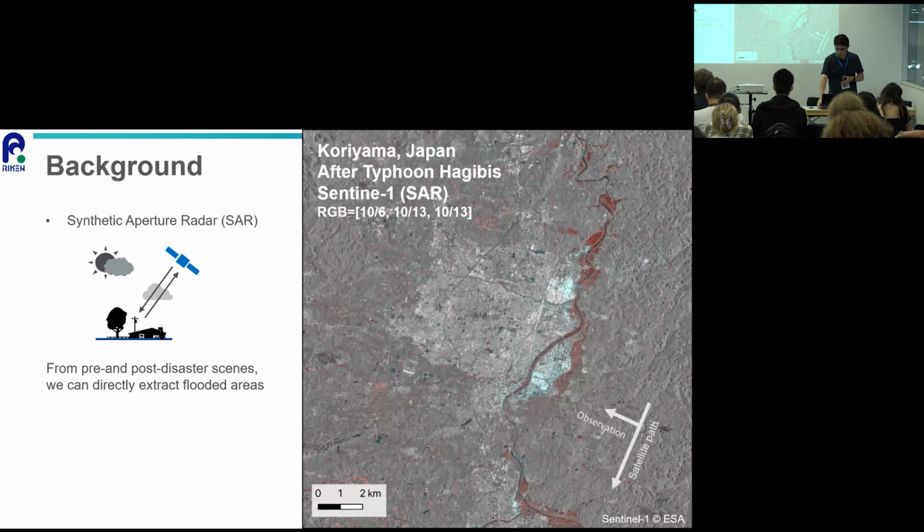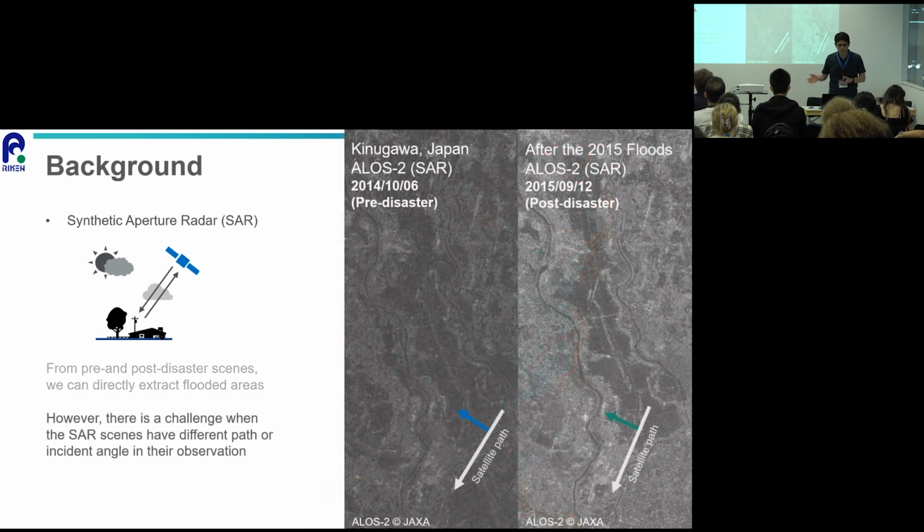But what happens when we don't have those images? What happens when the pre-event and the post-event have different satellite path directions or even different observation angles, off-nadir angles? Then we cannot do change detection, or other simpler techniques that work when we have the same acquisition conditions. So that is the problem that we want to solve here: how to do flood detection with different conditions of pre and post-event datasets.